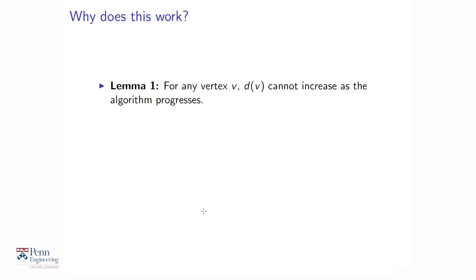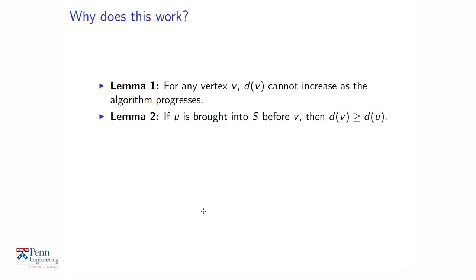So first, let's prove a very simple thing. For any vertex v, d of v can change over the course of the algorithm, but the change is always downward. That is, d of v cannot increase as the algorithm progresses. Why is that?